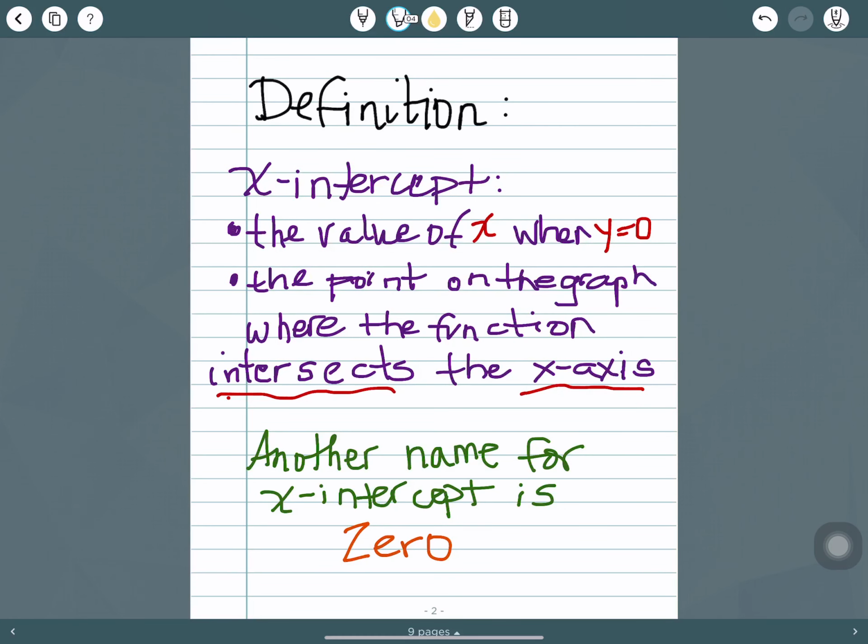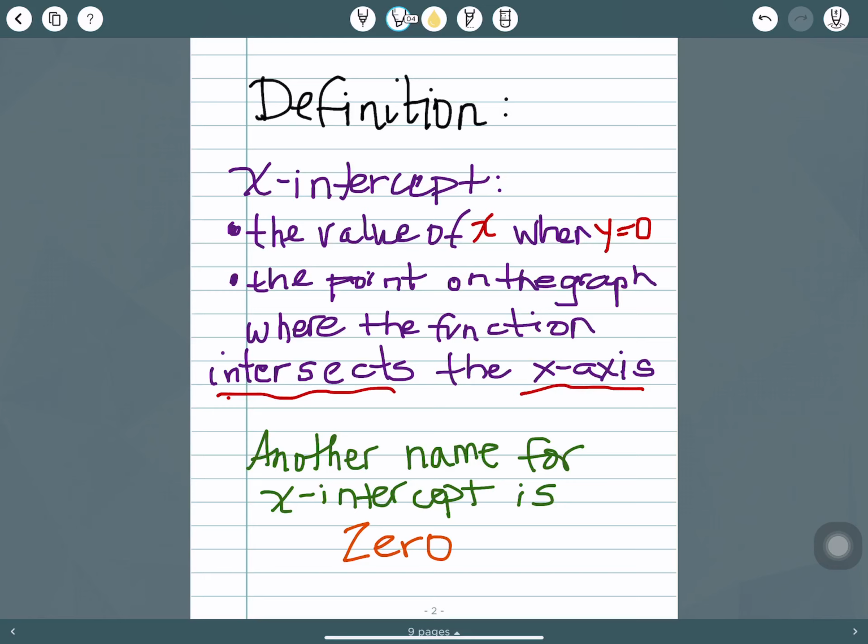Okay, first of all, let's take a look at a definition. And hopefully you can all answer this question of what an x-intercept is. We talked about it a lot with linear functions, the x and y intercepts. The x-intercept is also really important when solving quadratic equations. So essentially, an x-intercept is the value of x when you substitute 0 in for y. It's also the point on the graph where the function intersects the x-axis.